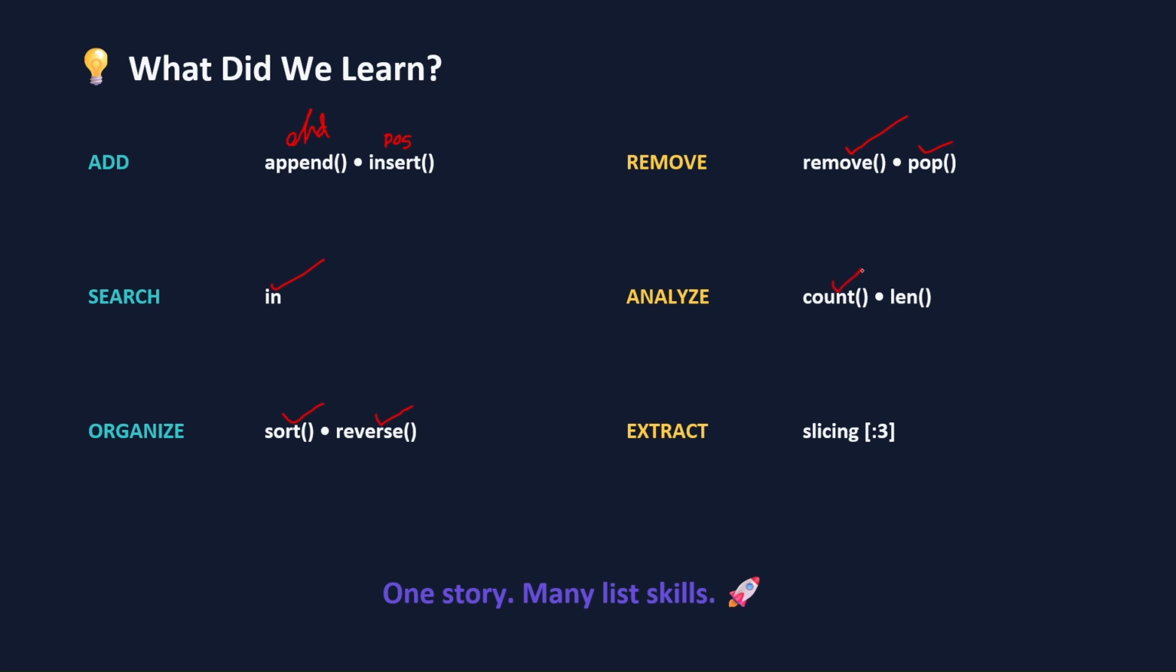Analyze will use the count method and the len method. Count is how many times mouse was occurring in the list. Len is identifying the length of the list. Extract: we also extracted some elements from the list, correct? Using the slicing method, I told you, the first 3 items will be extracted. So that's how this goes.